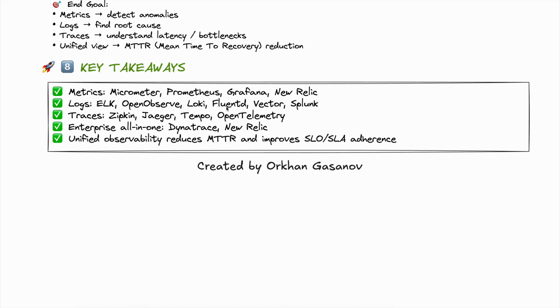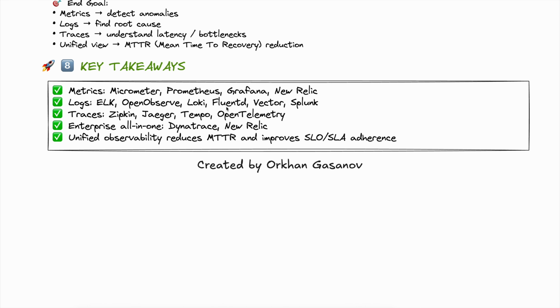So the key takeaways from this episode are that the three pillars of observability are metrics, logs, and traces. We have different tools that we can use for each of them, and in the enterprise, all in one, we can use either Dynatrace or New Relic. And the goal of these practices, the goal of observability in general, and each one in particular, is unified observability. It reduces the mean time to recovery, and it improves our service level agreements and service level objectives.